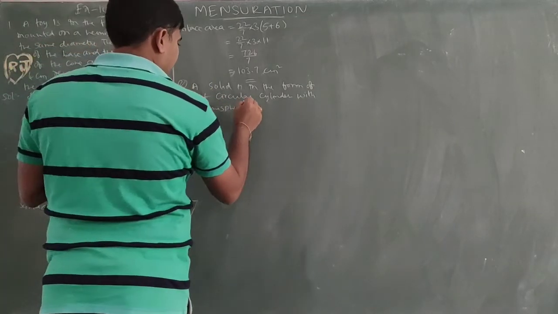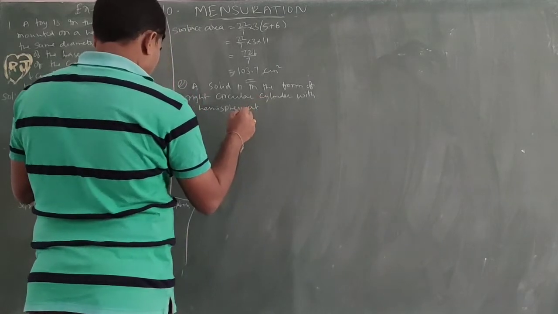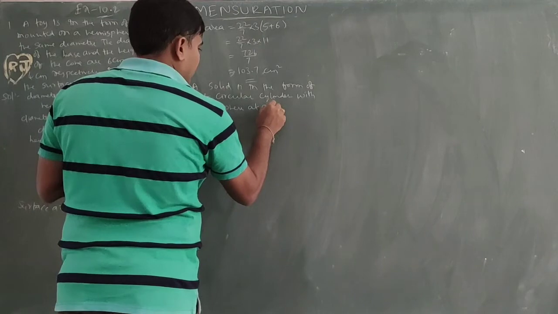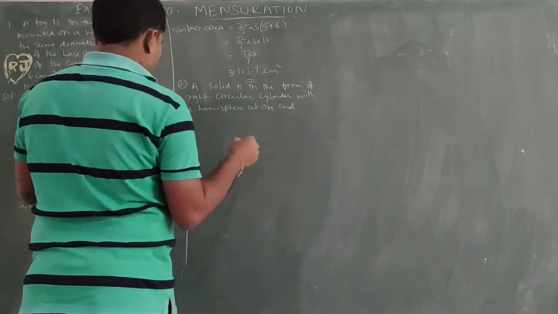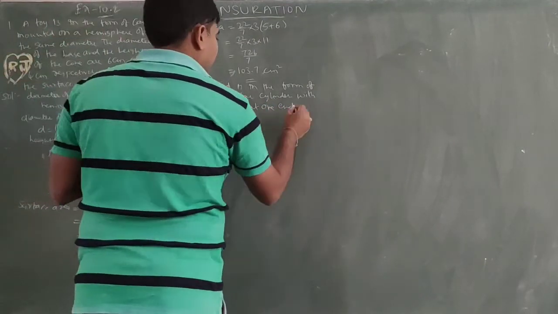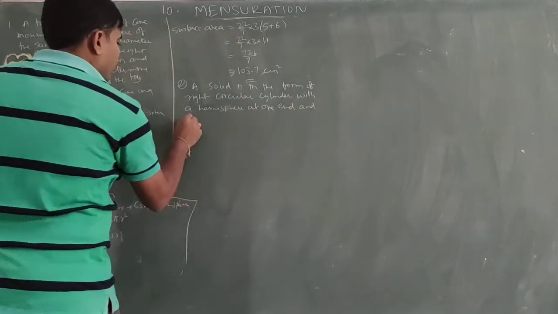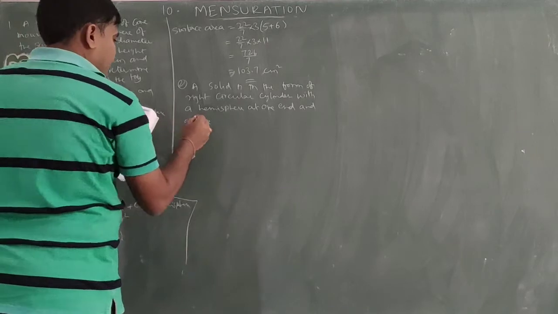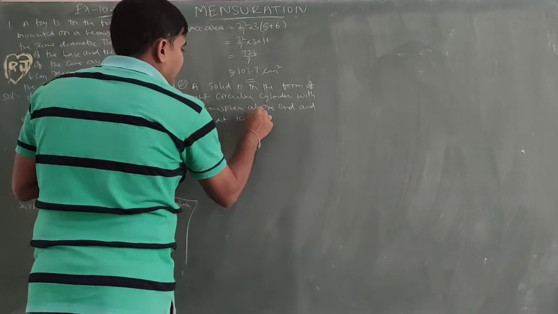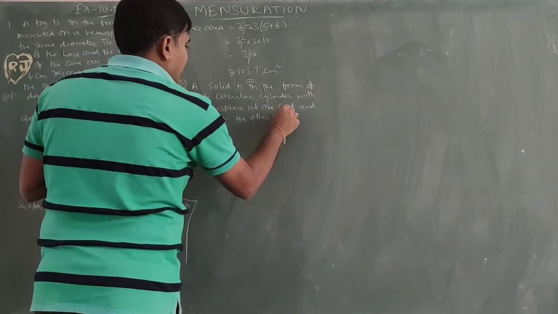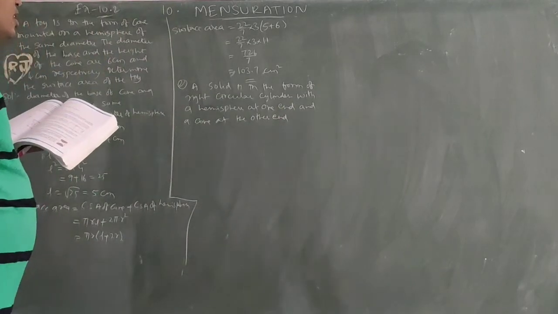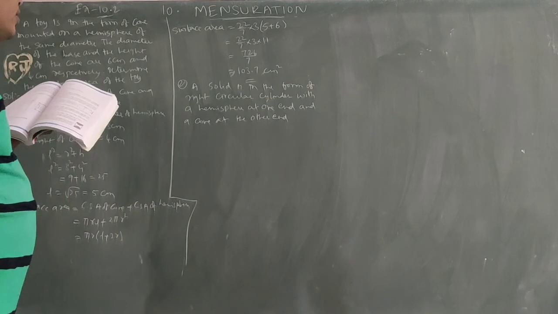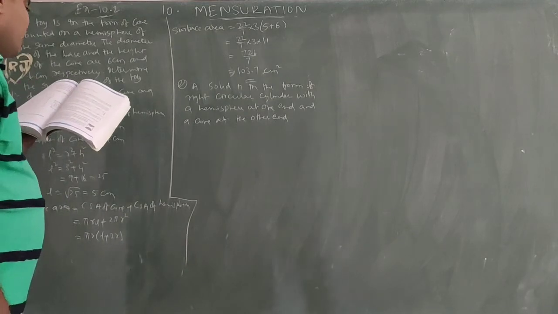A solid is in the form of a right circular cylinder with a hemisphere at one end and a cone at the other end.